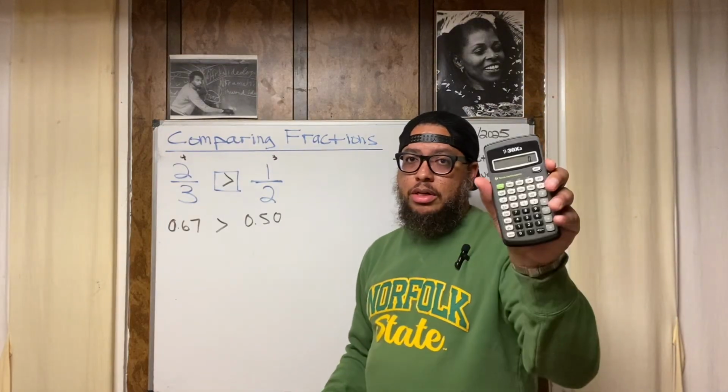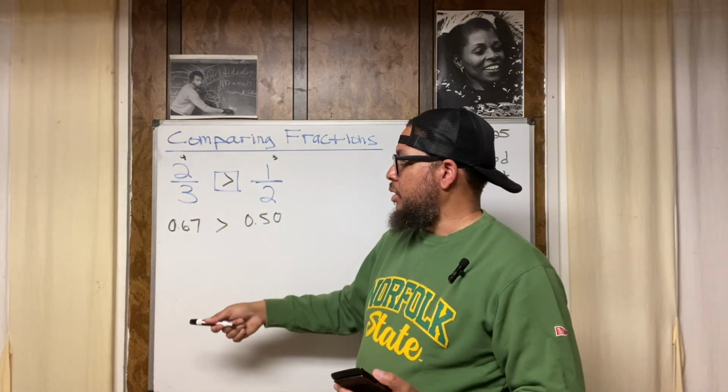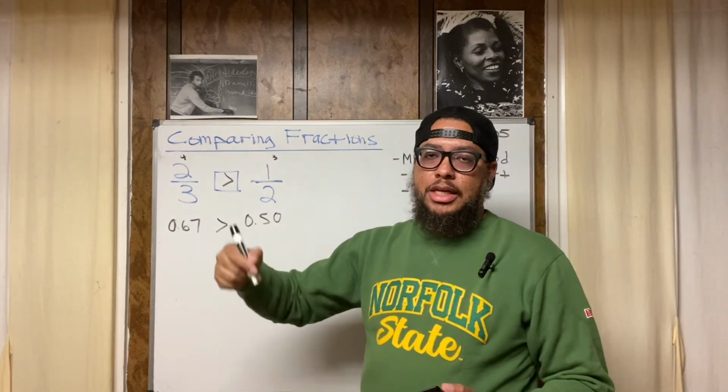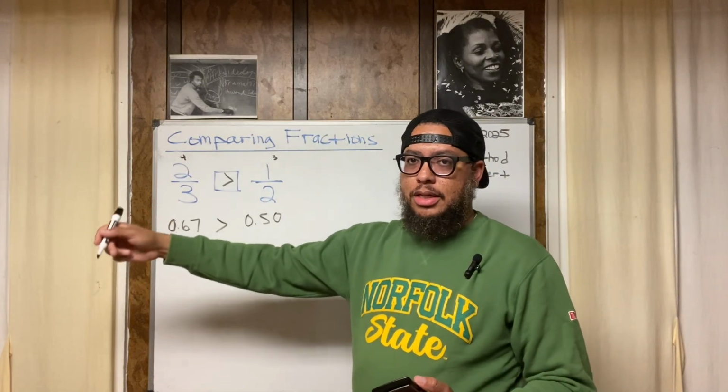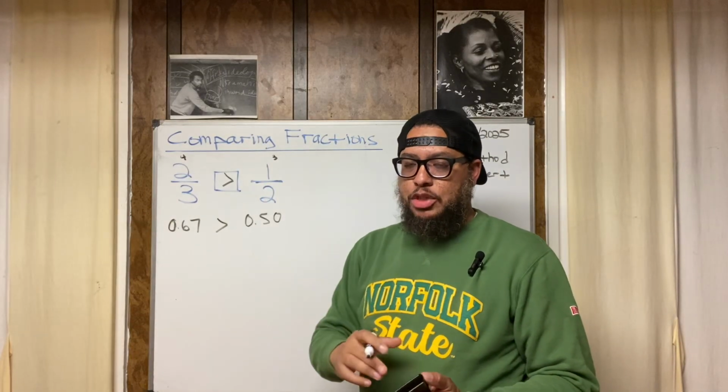Or you could have used your calculator. We could have done 2 divided by 3 on the calculator, and we would have gotten 0.6666666 until you ran out of space on the display.